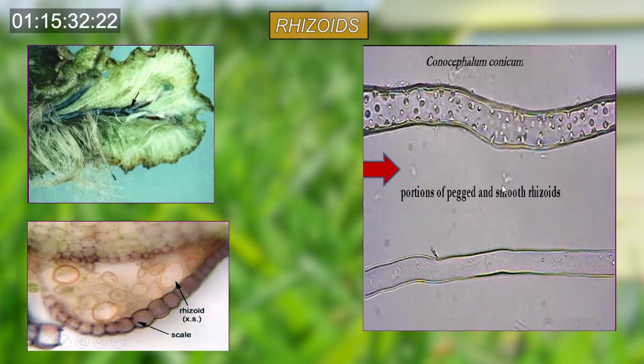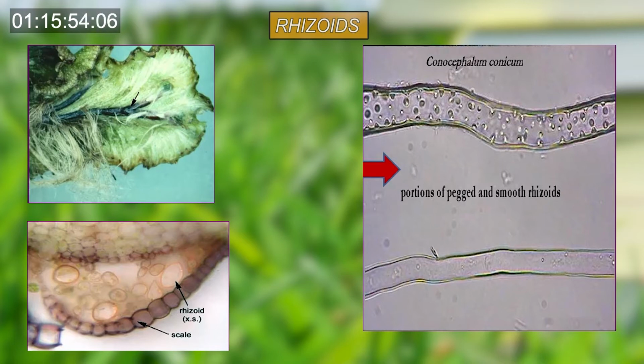The smooth-walled rhizoids can extend from both the inner as well as the outer surfaces, and the tuberculate rhizoids have certain concentric ring-like structures with peg-like projections which extend into the cell lumen.